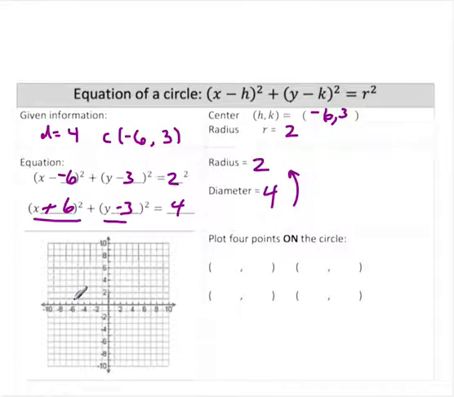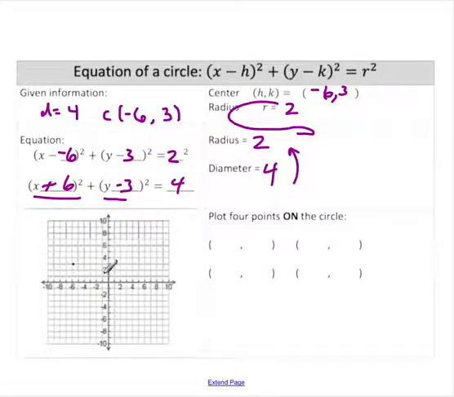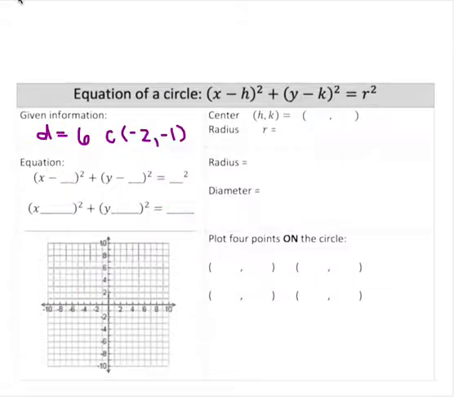So negative 6, positive 3 is right here, and I'm going to spread out not 4, but 2, because the radius is 2. So let's spread out 2 to the right, back to the center, 2 up, back to the center, 2 to the left, back to the center, 2 down, and just give it a little sketch. But those are the 4 points that we should list here.